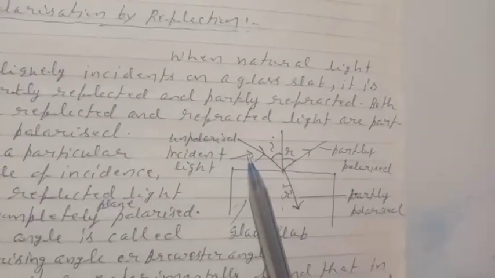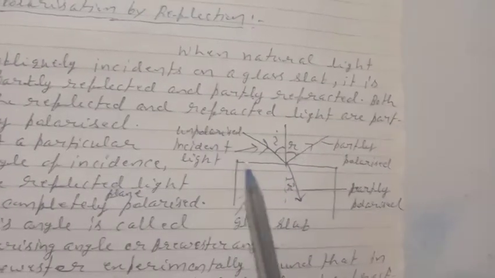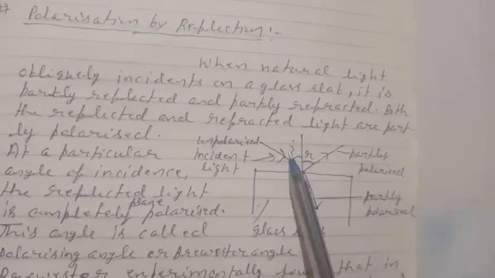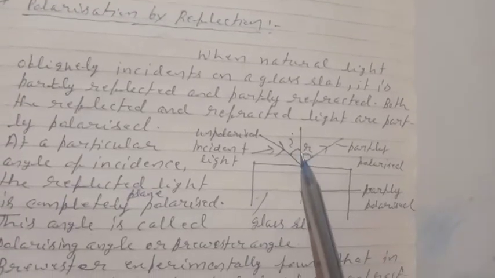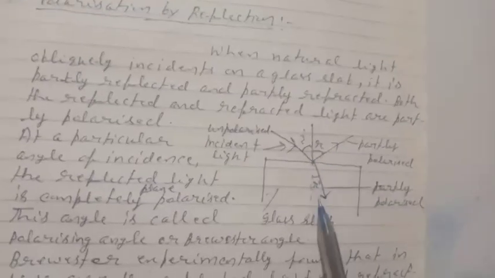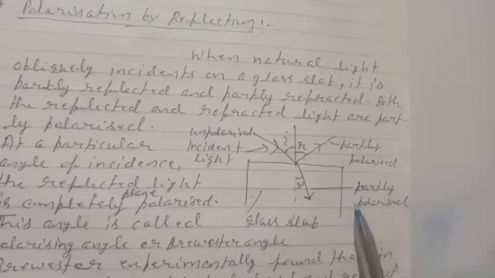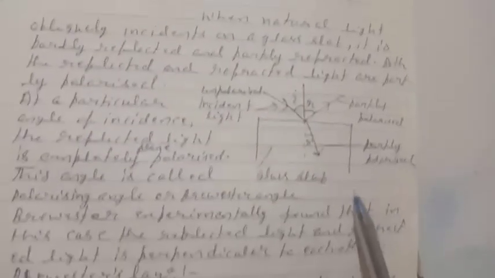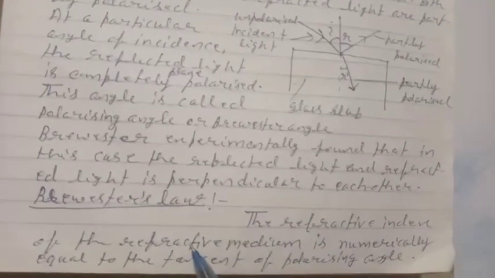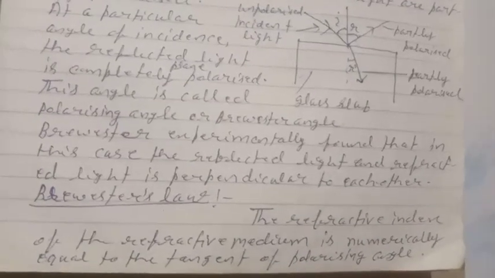Here unpolarized light is incident on a reflecting plane. This is the angle of incidence and this is the angle of refraction. The reflected light is partly polarized and the transmitted or refracted light is partly polarized. Brewster's law: the refractive index of the refracting medium is numerically equal to the tangent of the polarizing angle.